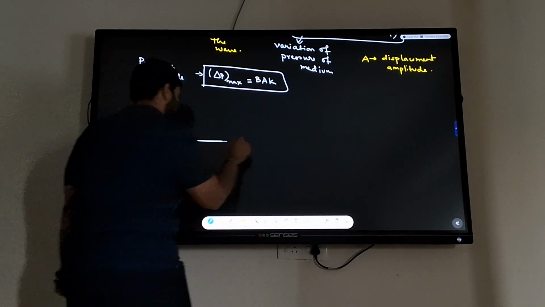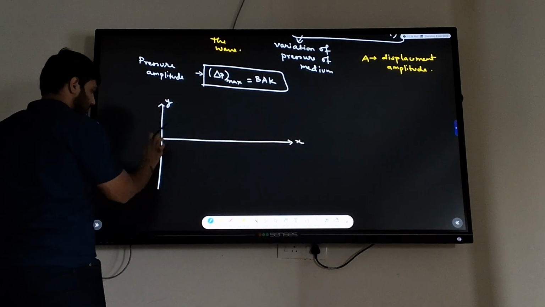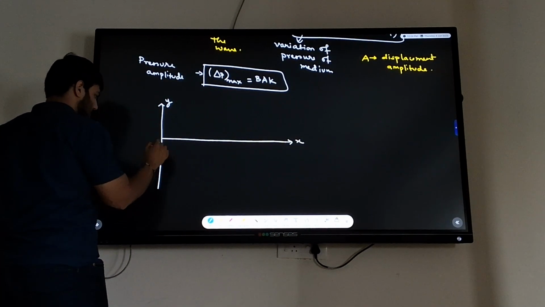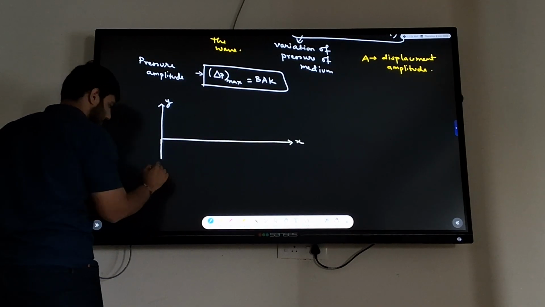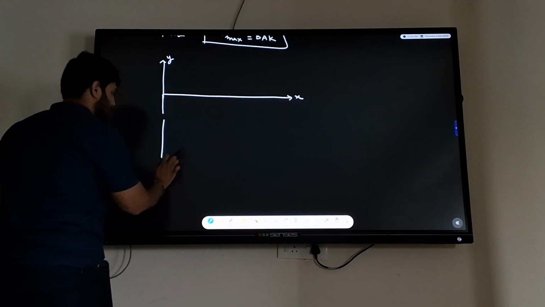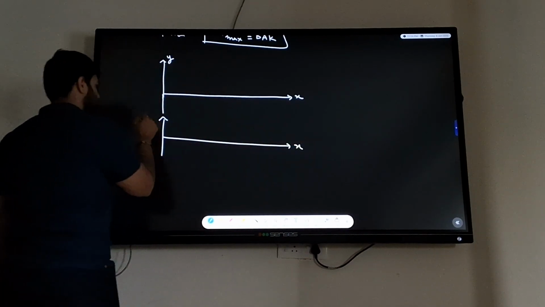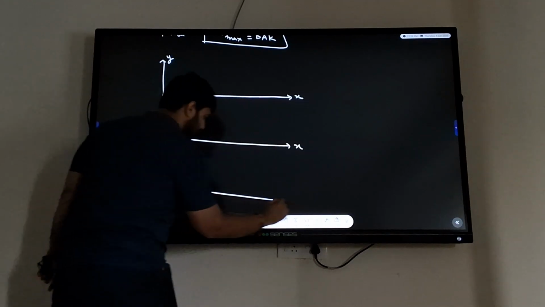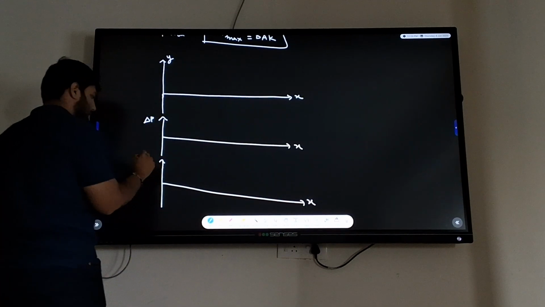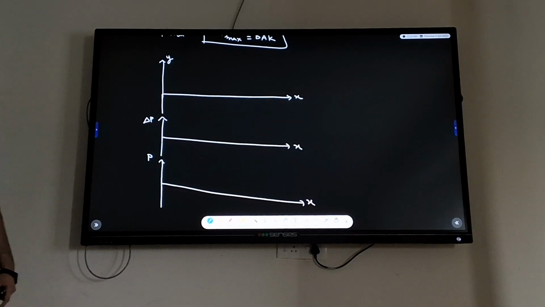Let's try to imagine what is happening here. This is the x-axis, y. x, delta p. Later on I will also make x and p. Okay. First let's try to make this y and delta p.